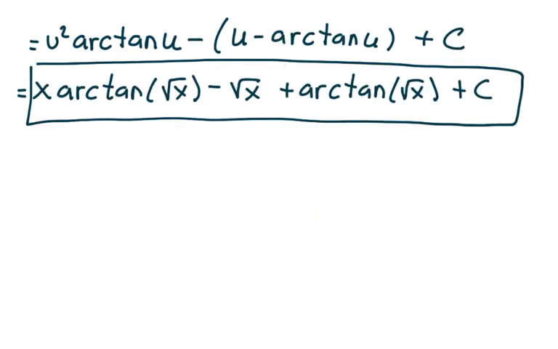I'm done. So this is u squared arctangent of u minus the quantity u minus arctangent of u plus c. And remember, I want to distribute the negative inside, and I want to replace u with square root of x. Remember, u is equal to the square root of x, and when I plug that back in, I get x arctangent of square root of x minus the square root of x plus arctangent of square root of x plus c.